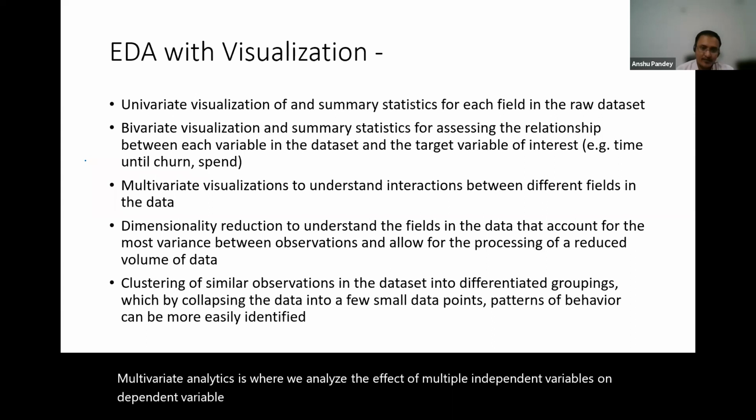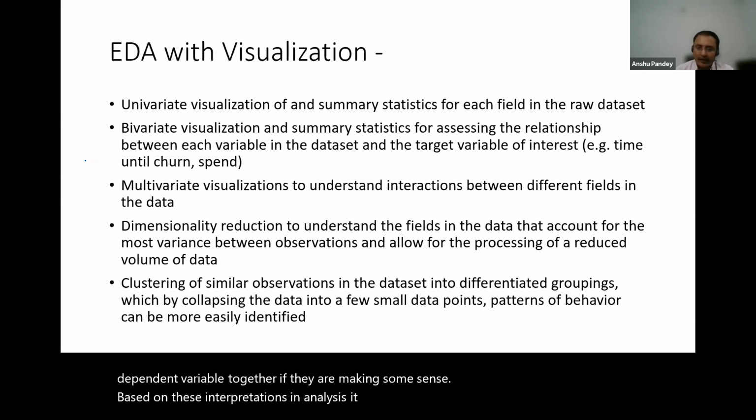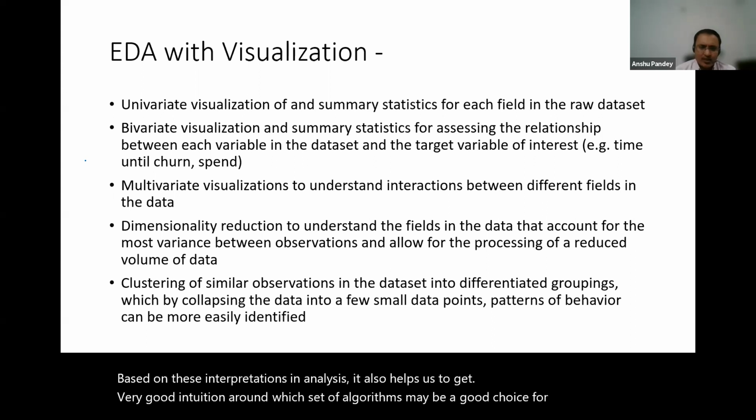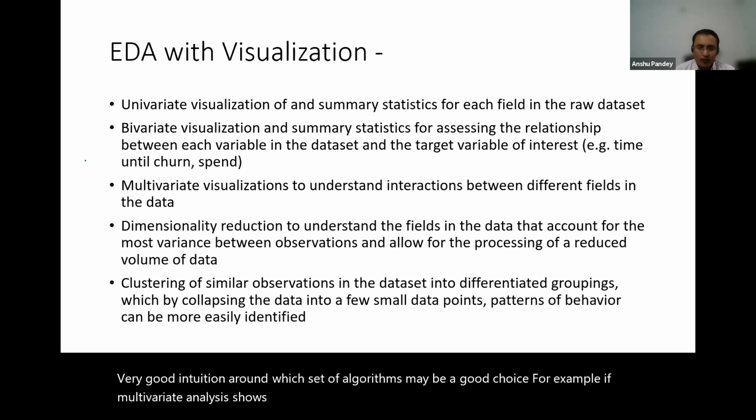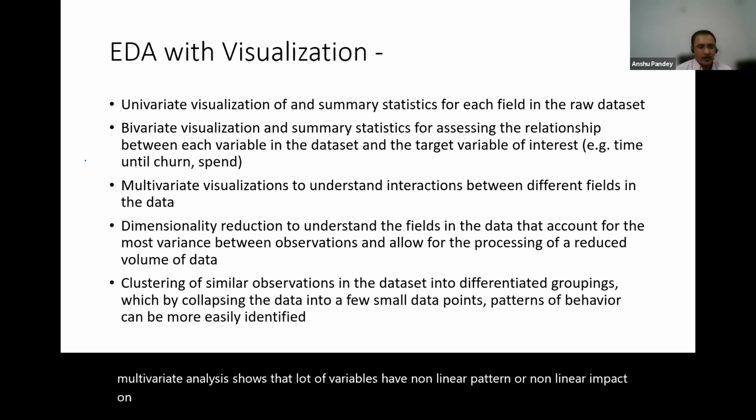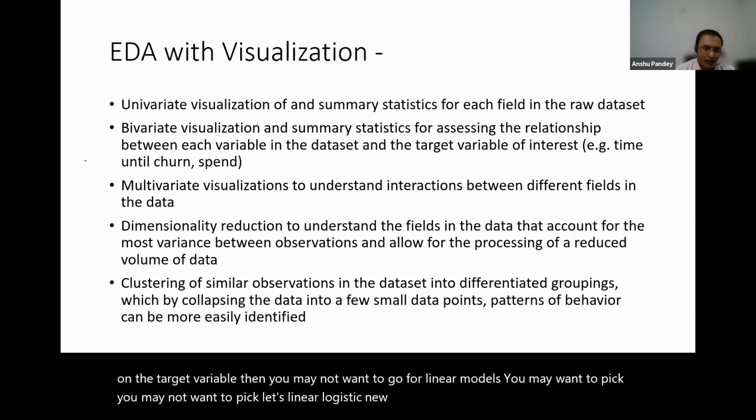Based on these interpretations and analysis, it also helps us get very good intuition around which set of algorithms may be a good choice. For example, if multivariate analysis shows that a lot of variables have a nonlinear pattern or nonlinear impact on a target variable, then you may not want to go for linear models. You may not want to pick, let's say, linear, logistic or naive Bayes. You may want to pick decision tree or neural networks for that reason.